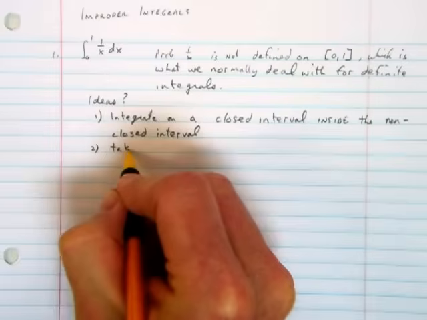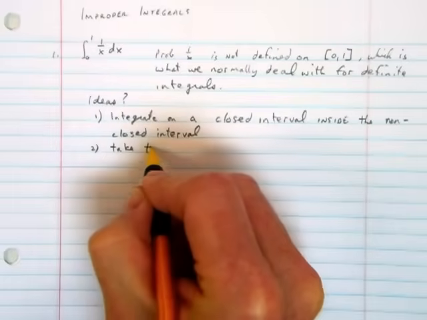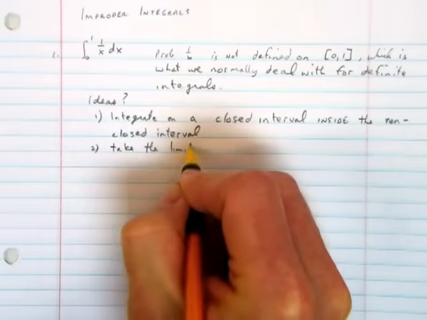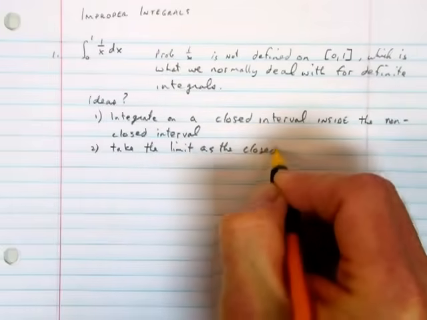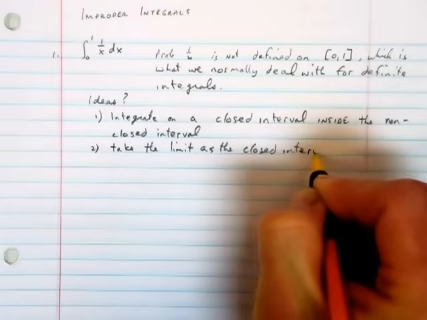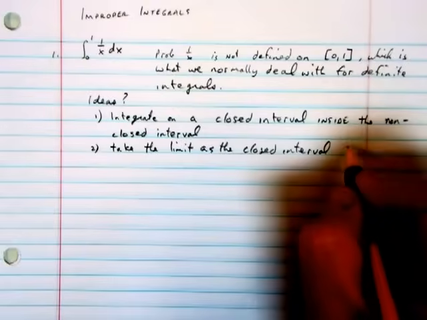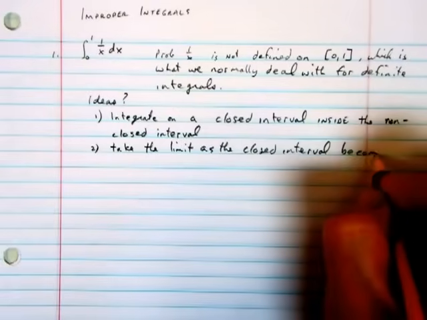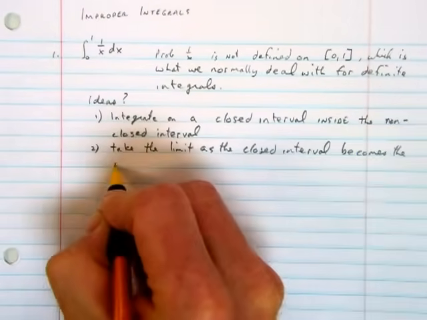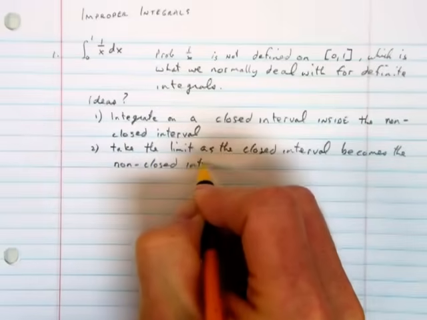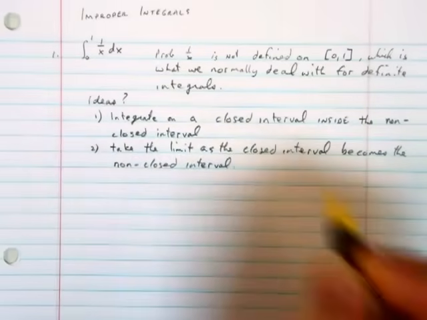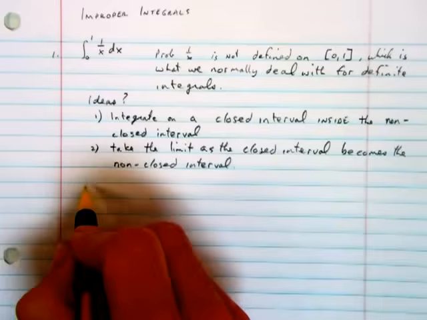How do we expand that out? What is that idea? That is, take the limit as the closed interval becomes the non-closed interval. And that's the basic idea.